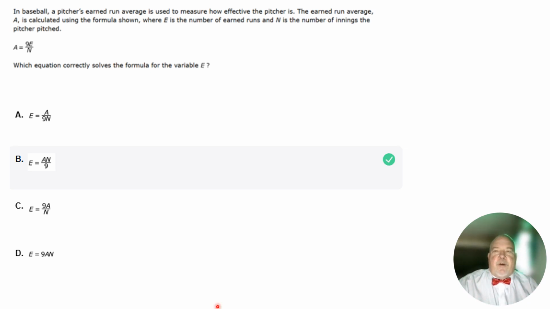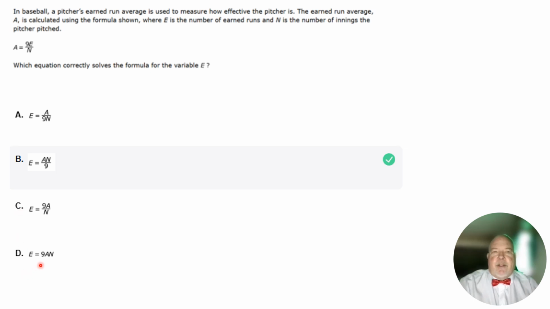What we have here is called a literal equation, and that just means that it's an equation, it's got an equal sign, and you've got more than one variable in there. So you've got an A, an E, and an N. And what they're asking us to do is to solve this for the variable E, which means they want us to isolate the E. So they want our answer to look like E equals.